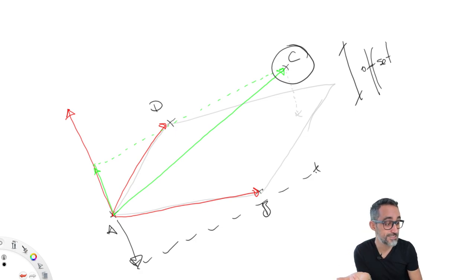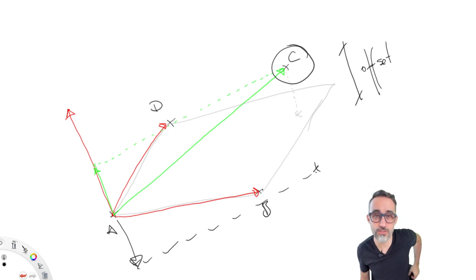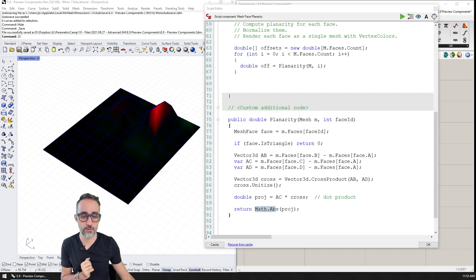But since for us, in planarity terms, it doesn't really matter whether the offset is in one direction or the other. And if we did the cross product between the two other vectors in a different order, the vector would be pointing in the other direction. It doesn't really have a meaning for us. We just want the absolute value of that distance. So that's why we are going to return the absolute value here.